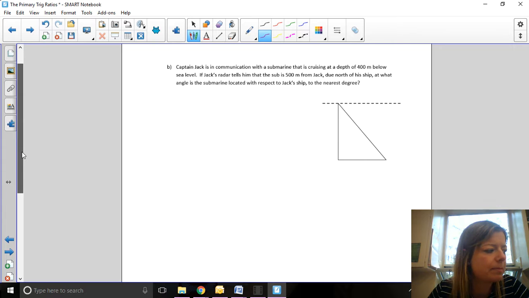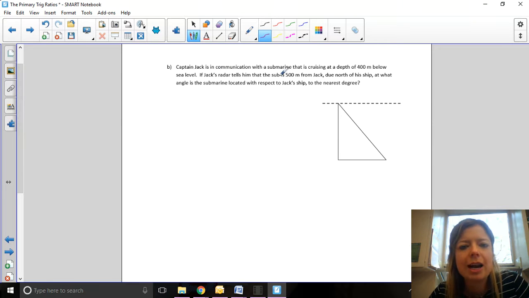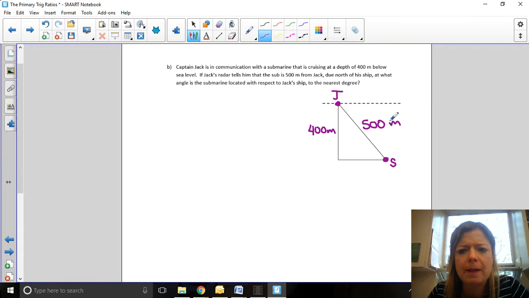Okay, here's a word problem. So this is where Captain Jack is in communication with a submarine that is cruising at a depth of 400 meters. So that means that the depth, how far down it is, this side length here is 400 meters. This is where Jack is, by the way. This is where the submarine is. Jack's radar tells him that the sub is actually 500 meters from Jack, though, due north of his ship. At what angle is the submarine located with respect to Jack's ship?